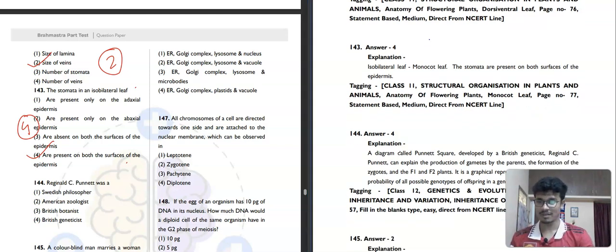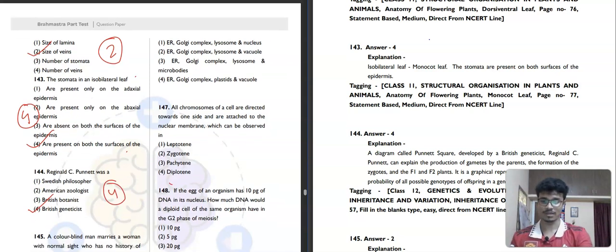Reginald C. Punnett was a Swedish philosopher, American zoologist, British botanist, British geneticist. So basically he was a British geneticist. Okay, British geneticist, fourth option, who developed the Punnett square.